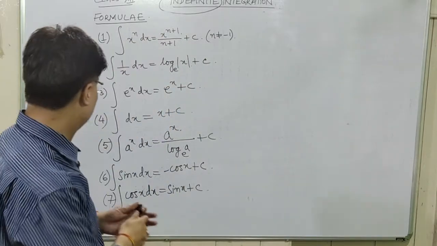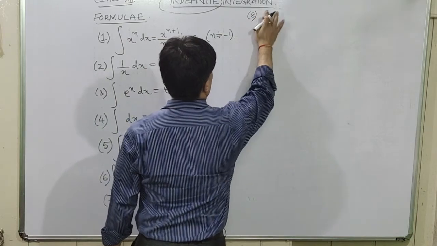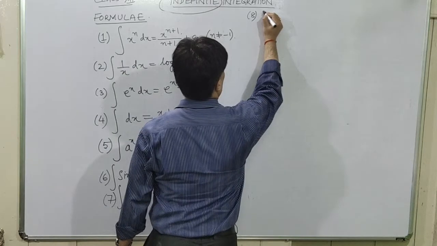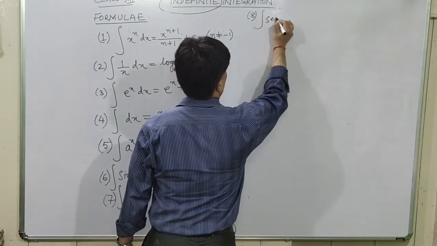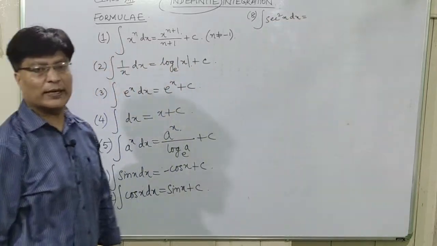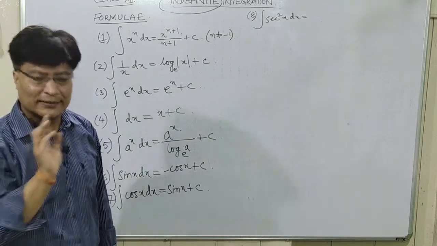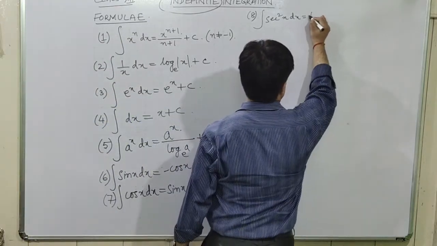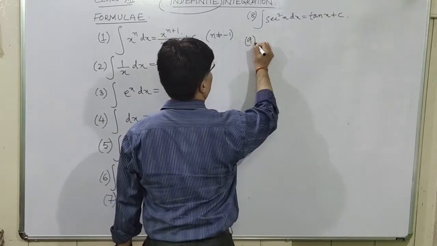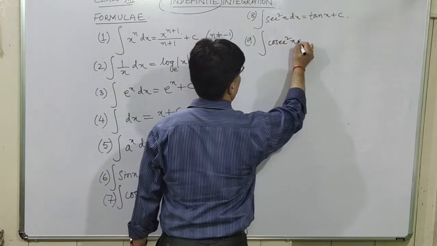So next, number 8 is, let us write down the integration of sec square x dx. Integration of sec square x dx. त कुन चाहिँ फंक्शनको डिफरेंशिएशन sec square x हुन्छ? tan x, isn't it? त यहाँ के भयो? tan x plus c.